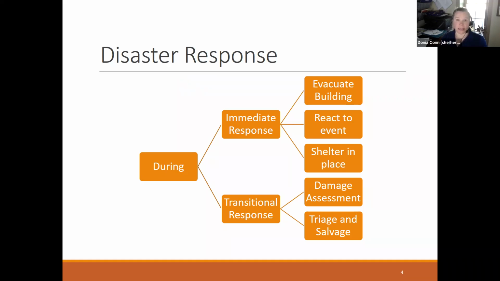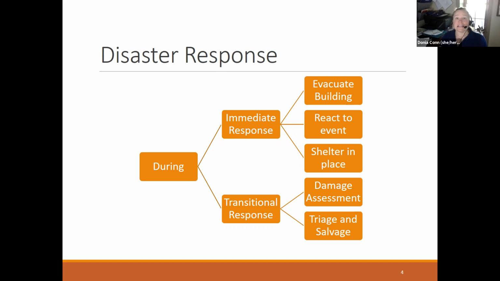So it could be your reaction to turning the water off so that that overflowing toilet isn't overflowing anymore. That's your immediate response. And it could be sheltering in place for potentially a major weather event, or depending on the major weather event, it's evacuating because you've been told to evacuate. So for all of these, we're going to be thinking our personal safety is first. And also for a lot of these, these immediate responses should be ingrained in you.